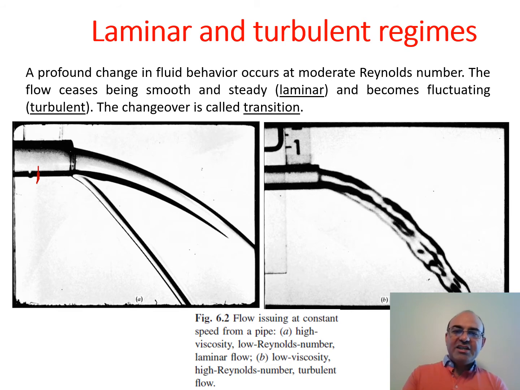A profound change in fluid behavior occurs at moderate Reynolds number. When it becomes transition and then turbulent, the flow ceases being smooth and steady, laminar, and becomes fluctuating, turbulent. The changeover is called the transition. So what you see here on the right is a transition and turbulent flow. You see that the surface of this emergent jet is wavy. You see the waves and disturbances and turbulence. So this is a turbulent flow on the right.